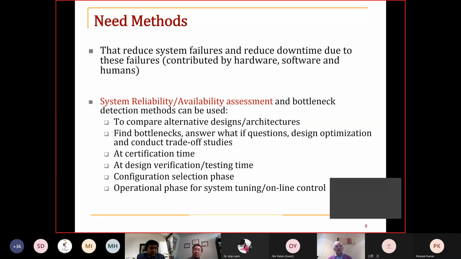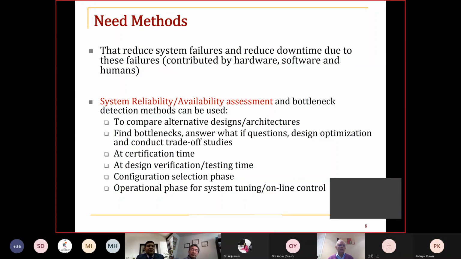And these methods can be and have been used to compare design alternatives at the time of design, find bottlenecks, answer what-if questions, optimize a design, and conduct trade-off studies between performance and reliability, or cost and reliability, and power and reliability, and so on. These methods have been used at certification time, at design verification testing time, even at the configuration selection phase, and not so much so far, but I would like to see more and more use of these methods, at least in the computer and communication setting, during the operational phase for system tuning and online control.